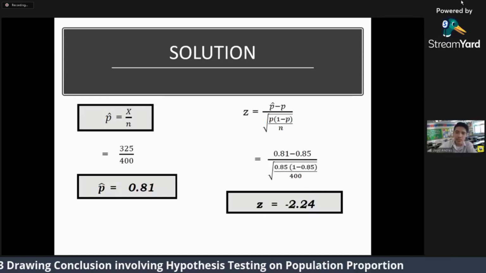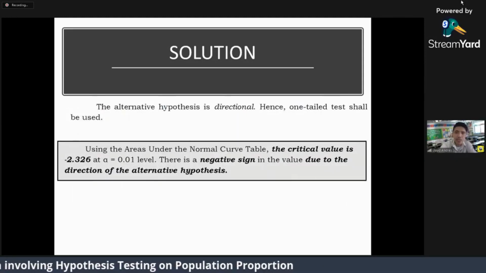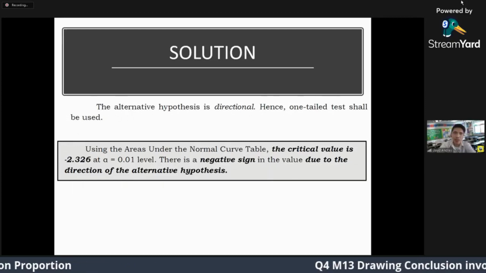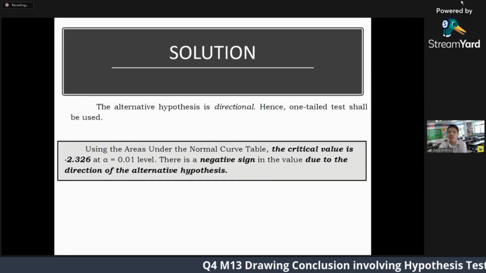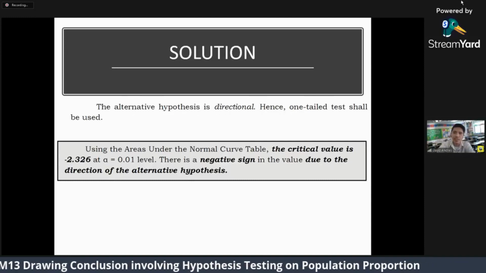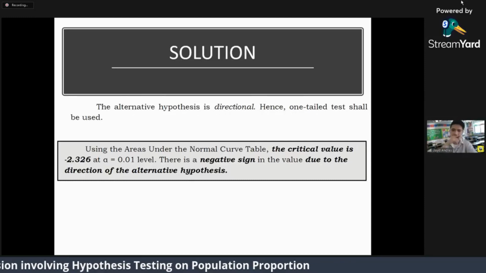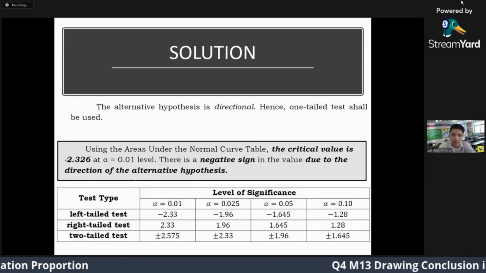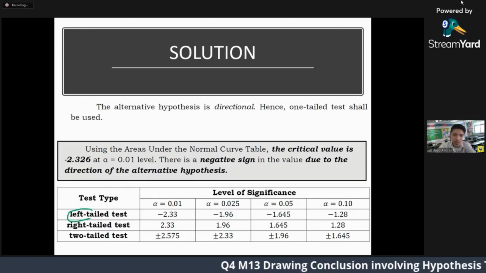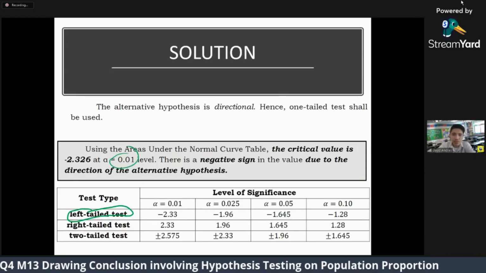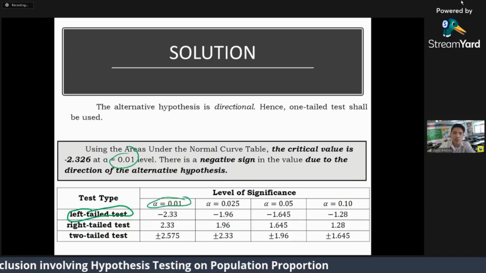Next, since we have z, we need this time our critical value for comparison. Since it is a one-tailed test, specifically a left-tailed test because our alternative hypothesis is less than, we will use the left-tailed table. Then our alpha is 0.01. So, the intersection of these is negative 2.33.